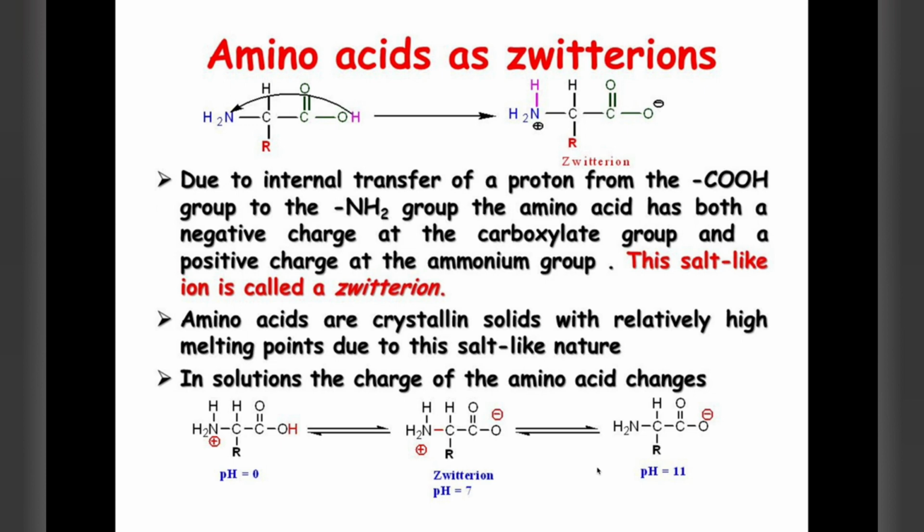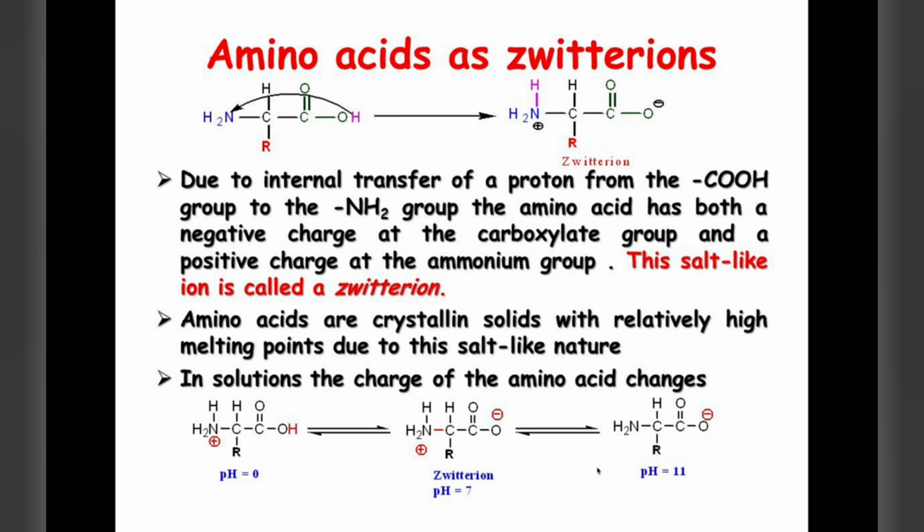An amino acid shows both a negative charge at the carboxylate group, as you can see in the figure here, and a positive charge at the ammonium group. So it resembles a salt-like ion. That means it has both positive and negative charges together, and that is why this salt-like ion is called a zwitterion.